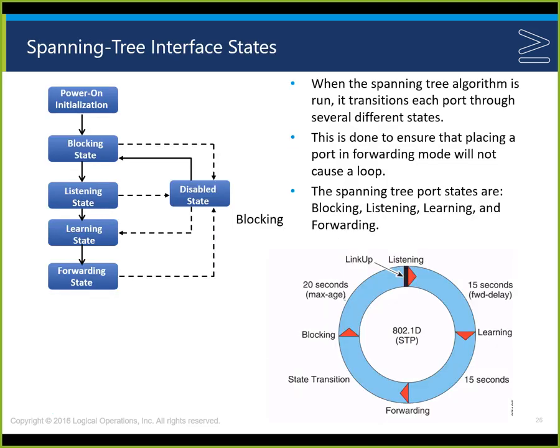We have heard the term interfaces and the port states that they go through whenever we bring a switch up, we power on. They all initially go into blocking state, then listening, learning, and forwarding. And this disabled state could be disabled state. This is for rapid. This is for per VLAN.